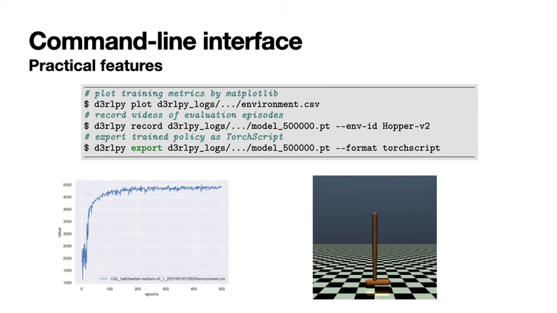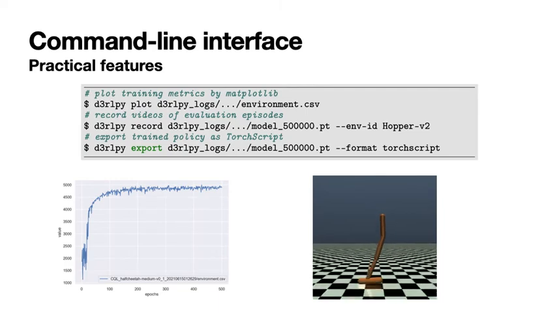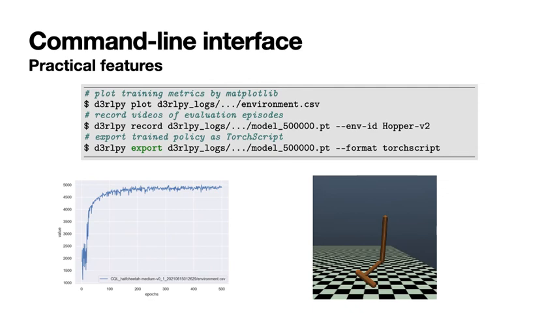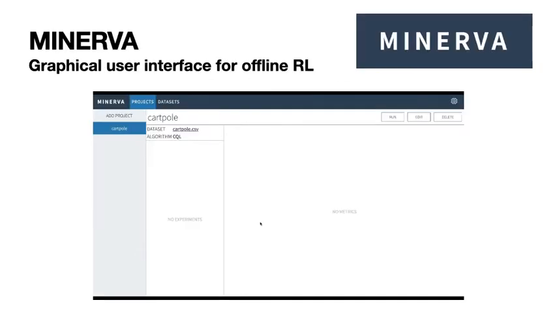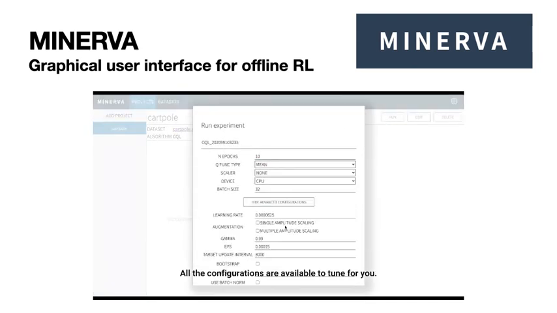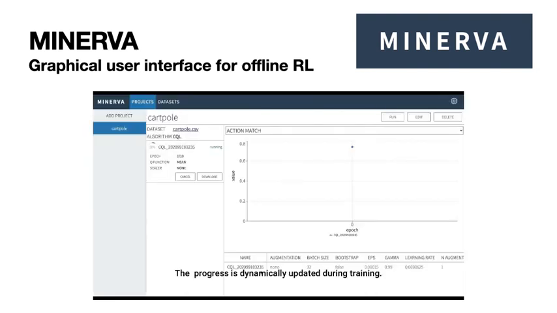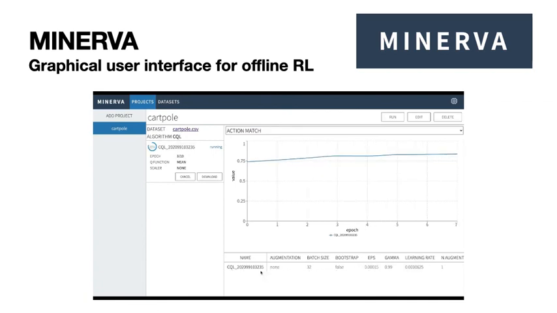d3rlpy also provides the convenient command line interface, which is specifically designed for the post-training analysis. The plot and the video showing this slide are generated by the command. Finally, we also introduced the first graphical user interface capable of training offline RL algorithms powered by d3rlpy. As you can see here, you can start training and performing analysis in an out-of-the-box way.